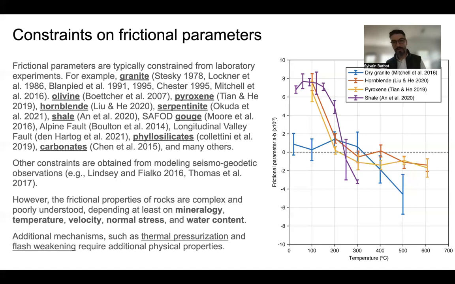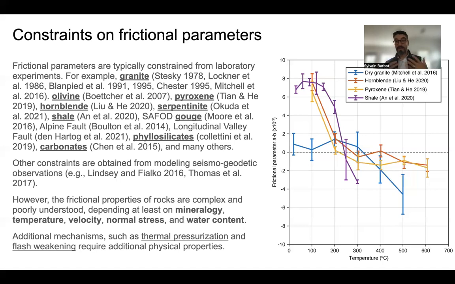So we refer here to work that's been done in the laboratory to constrain frictional properties of granite, olivine, pyroxene, hornblende, serpentinite, shale, and natural gouges that were collected from natural faults, and many other work that constrain these frictional properties as a function of mineralogy. Other studies, in fact, identify the frictional properties by modeling of the deformation. So that can also be used to constrain the frictional parameters.